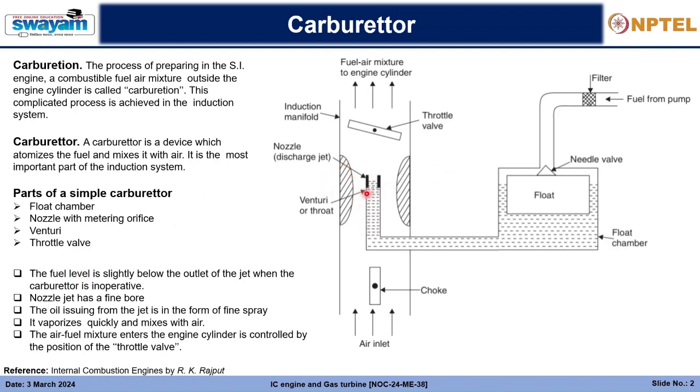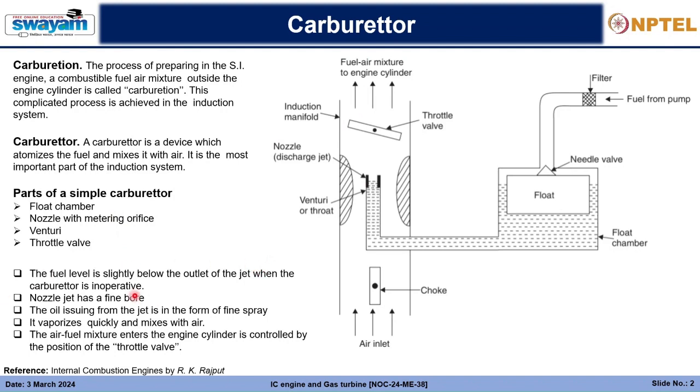You will see that the area of the cross section is reduced in comparison to out here. So as the air goes through the reduced area, the velocity will increase. That is the purpose of the venturi. Then we have the throttle valve. Through the throttle valve, we actually control how much fuel air mixture we need to supply to the engine cylinder.